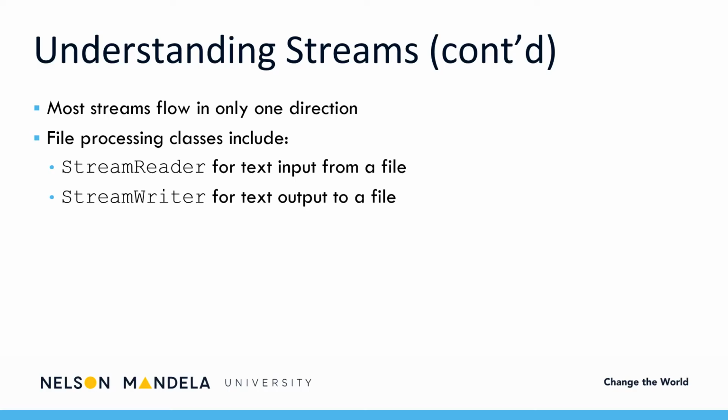So the first thing that we need to look at is that most streams follow only one direction. If you want to read from a file, you need to have a StreamReader, which you would have seen if you have done files. And then if you want to write to a file, you need to have a StreamWriter.